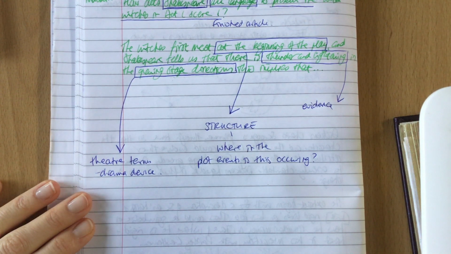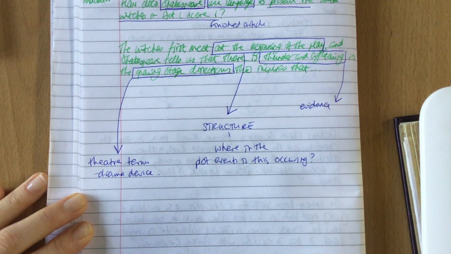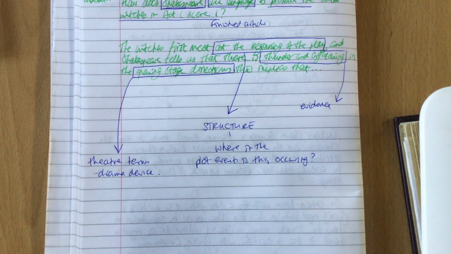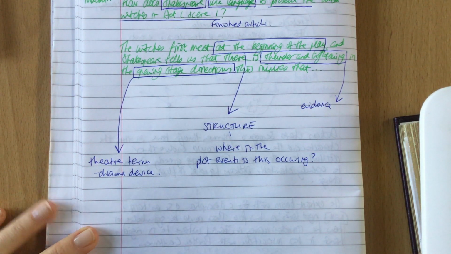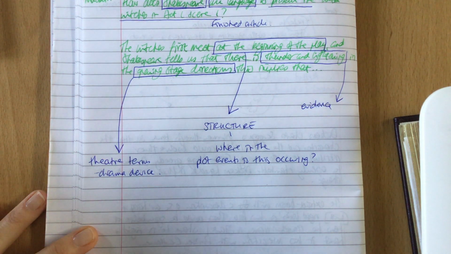So let's have a go at continuing the question. I'm going to change colour to green. So, the witches first meet at the beginning of the play, and Shakespeare tells us that there is thunder, lightning and rain in the opening stage directions. This implies that. What are we going to say? What does it imply? Thunder, lightning and rain. This implies that. Will? It's like dark and there's a storm. Yeah, there's a storm brewing.